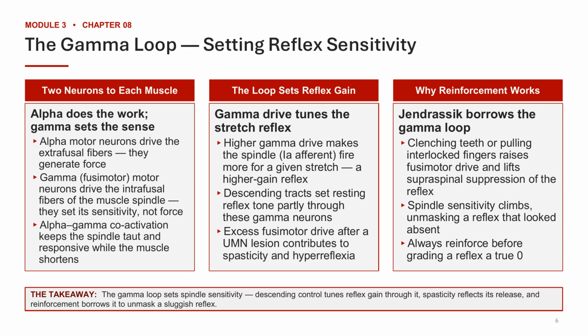And here is the payoff, the bridge to everything that follows. The descending tracts set the resting gamma drive, the resting gain of the reflex. That is the physiological substrate of the break. When an upper motor neuron lesion removes that descending control, the gain is turned up and left up. The arc itself is unchanged. The sensitivity of the arc is not. That is hyperreflexia, and now you know its mechanism.